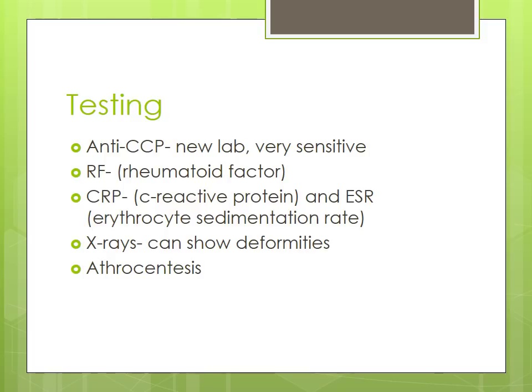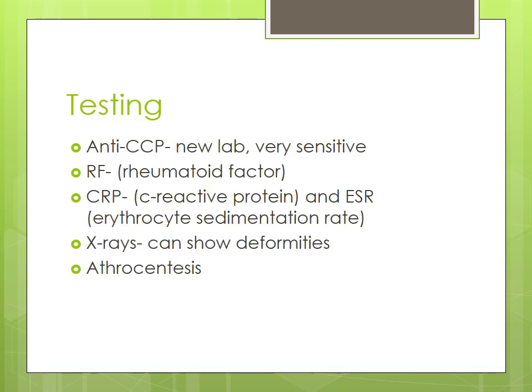We can do ANA titers as well. ANA is the anti-nuclear antibody, and that's just the antibody that's produced against your own DNA. So we see it in these autoimmune diseases. A positive ANA is associated with RA. But again, other autoimmune disorders can increase ANA.